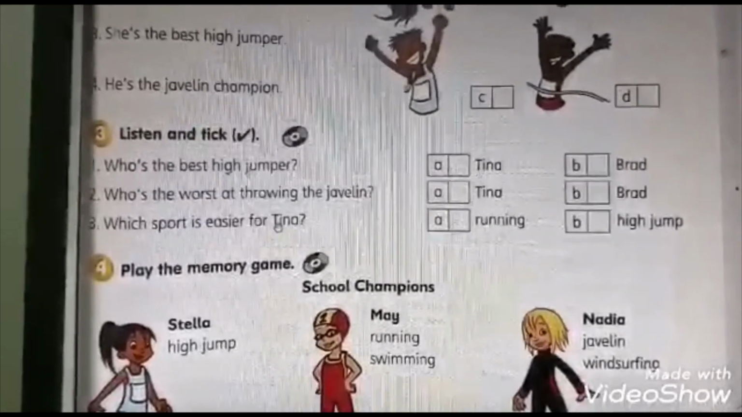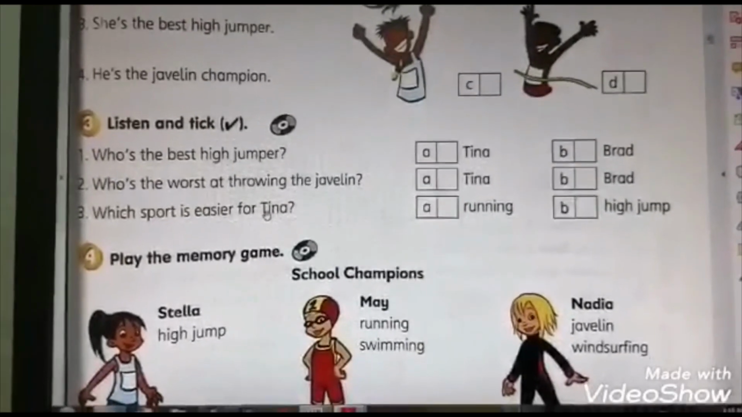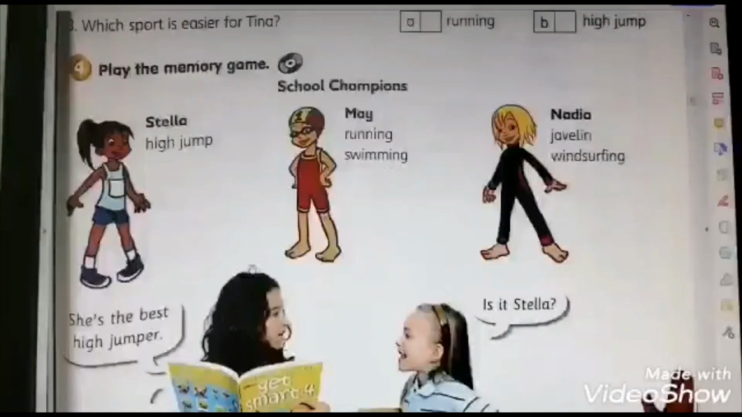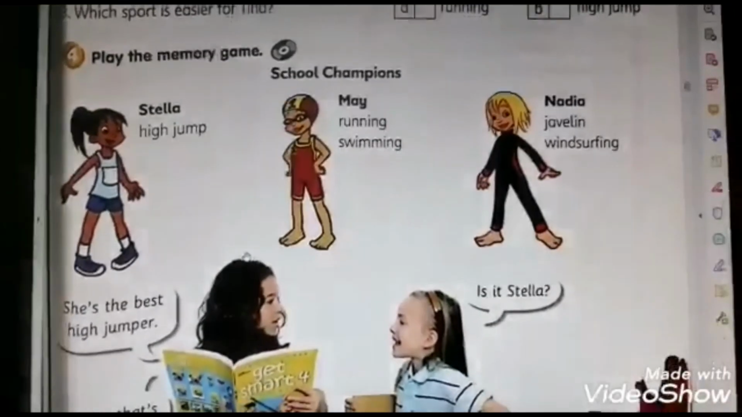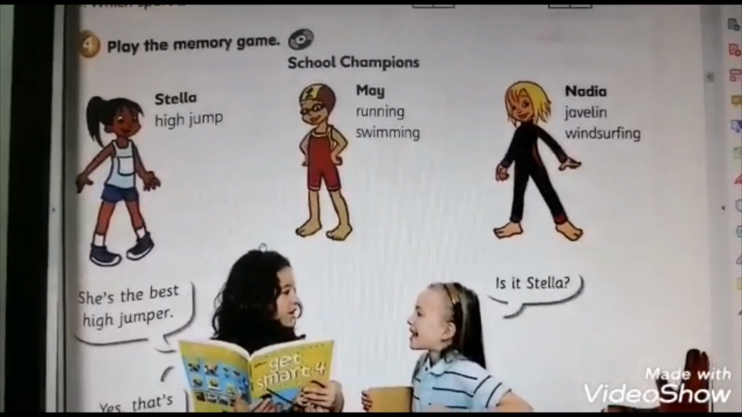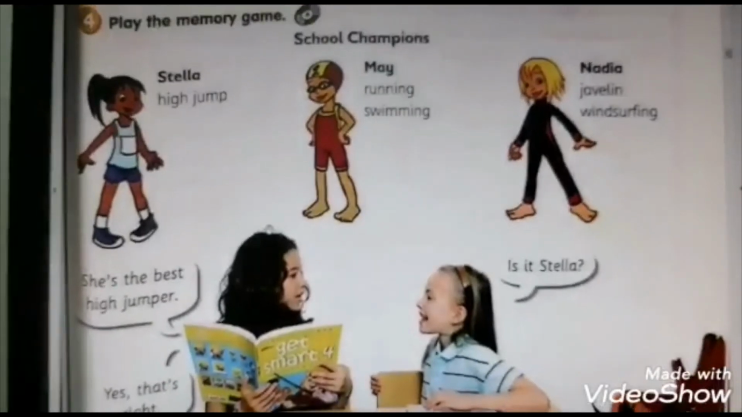So which sport is easier for Tina? Very good. The answer is high jump. Now look at activity 4. What do you think? What's happening here? Lucy and Sue are looking at the pictures of the school champions and they are playing a guessing game.